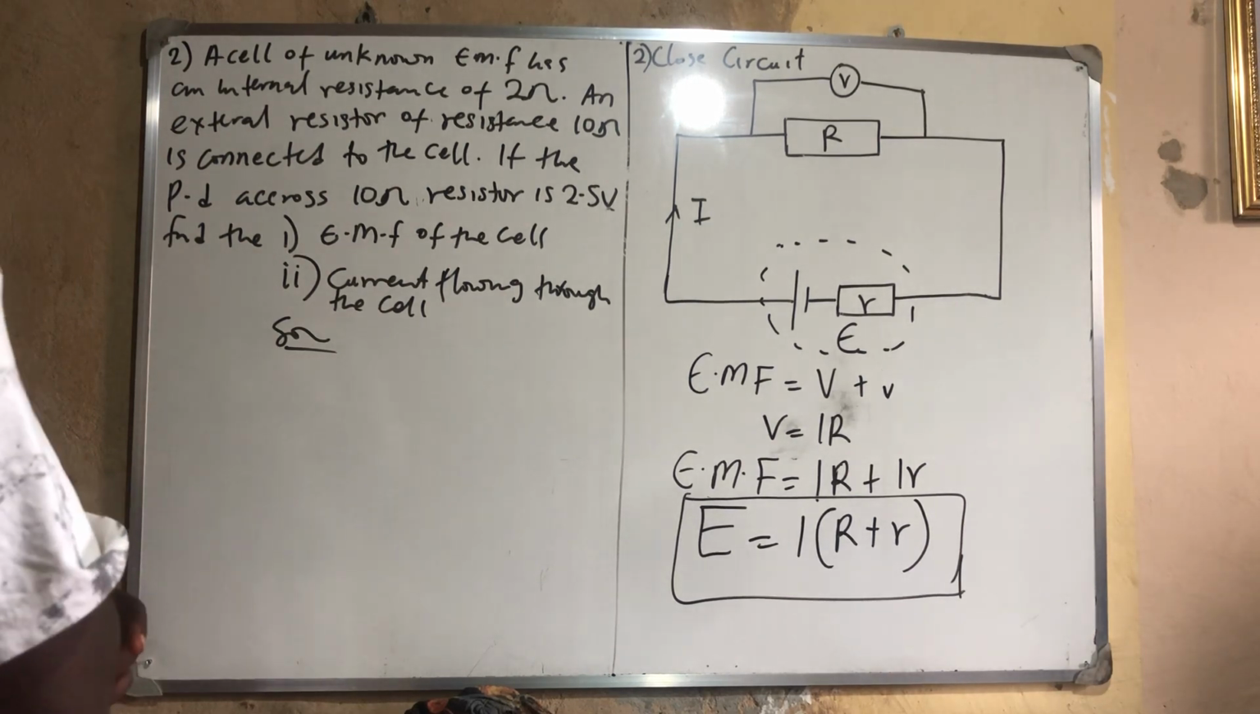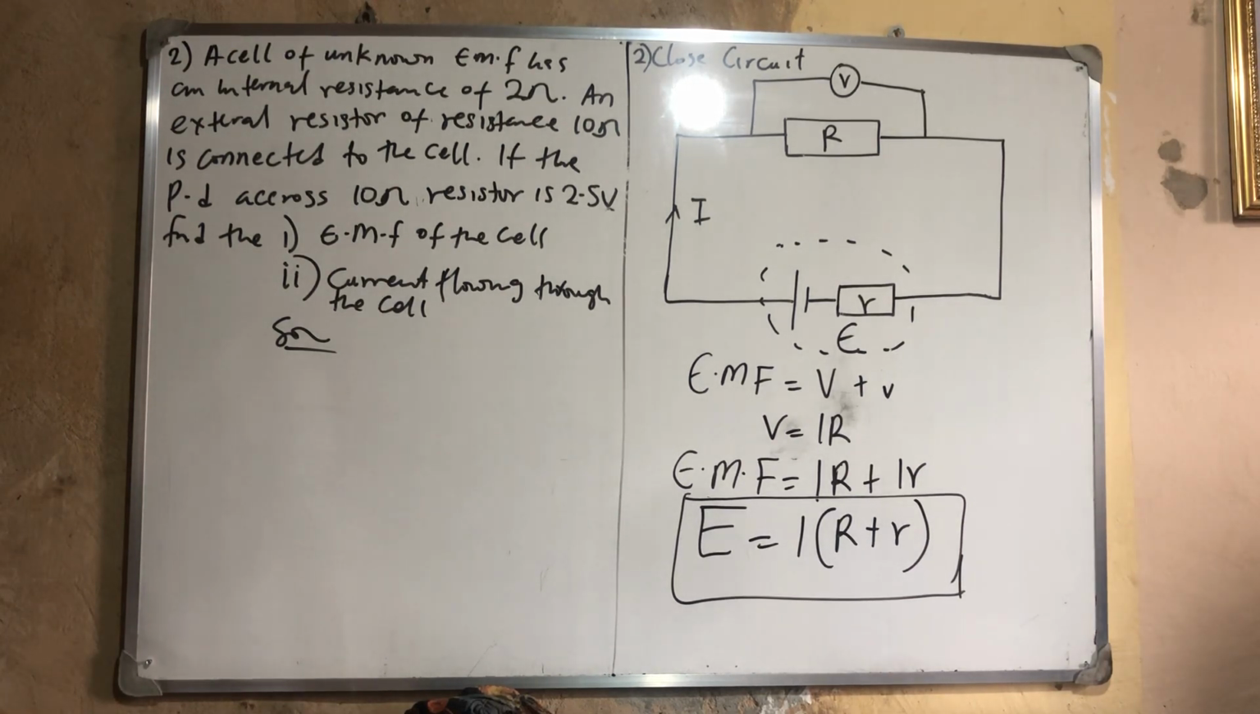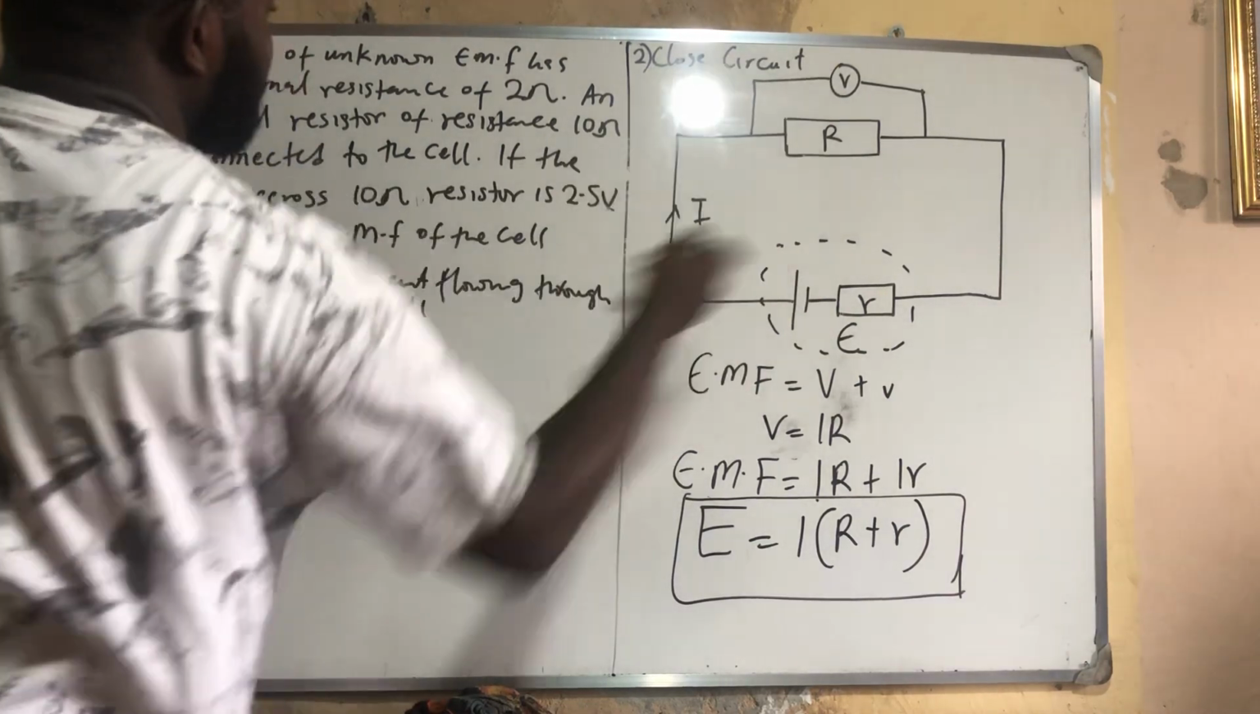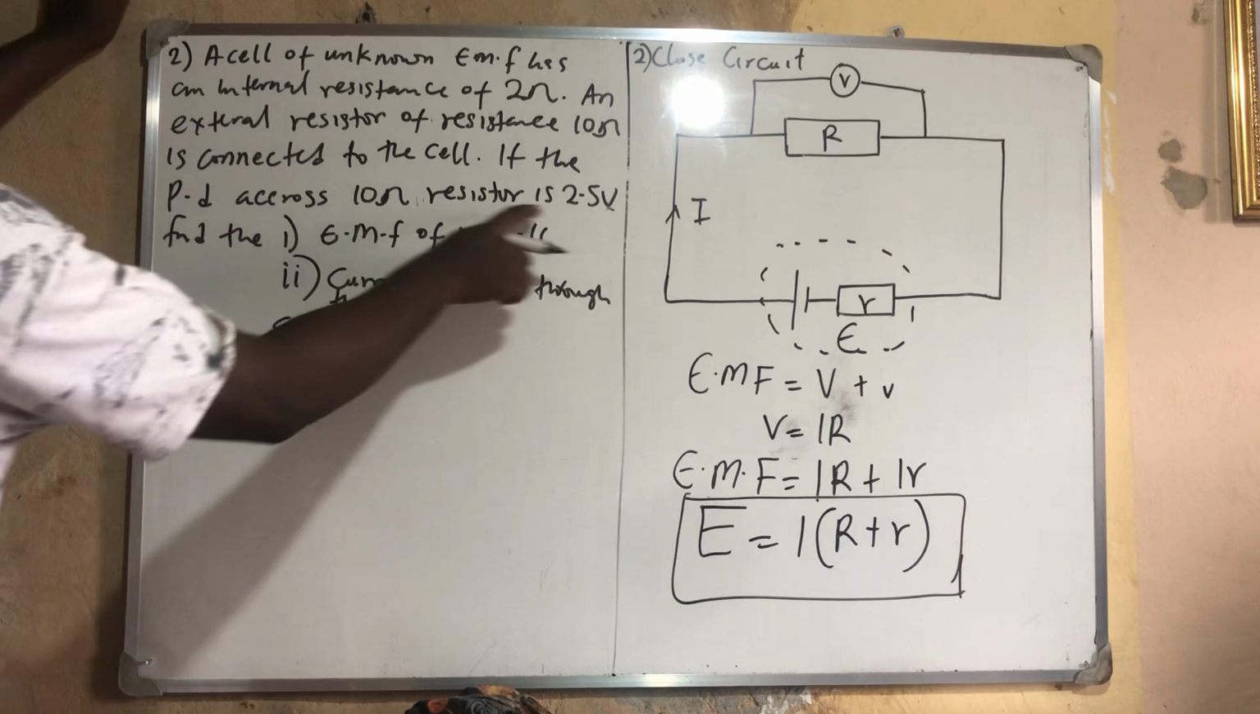Okay, they gave us that a cell with an unknown EMF. First of all, we need to calculate the current before we can get the EMF. Yes, if you cannot calculate the current, you cannot get the EMF. All right, and you should know that the same current is what is flowing everywhere. It's just one current that is flowing everywhere in a closed circuit. So I can just use these two to get it.